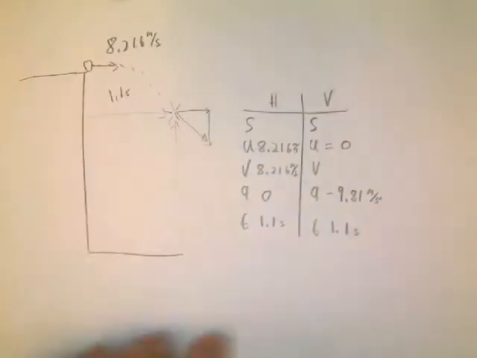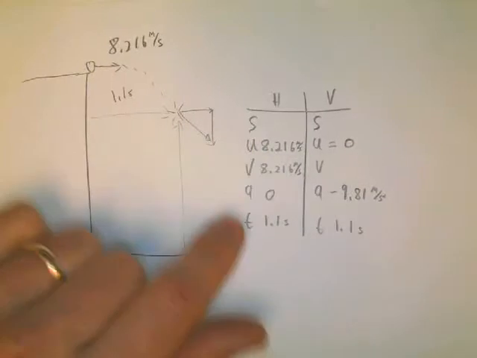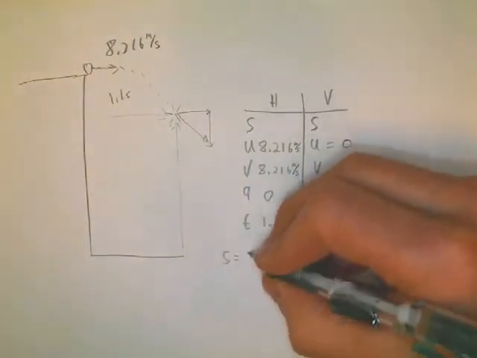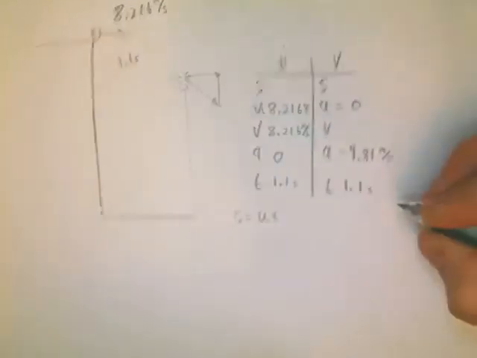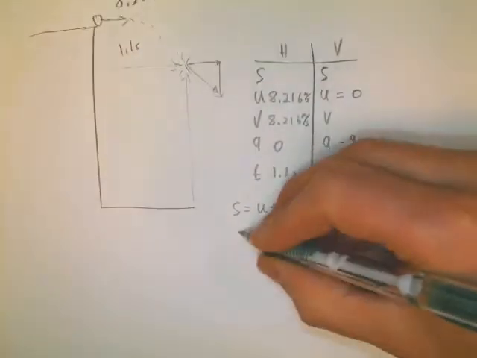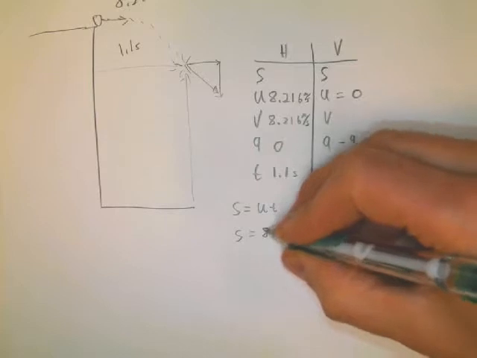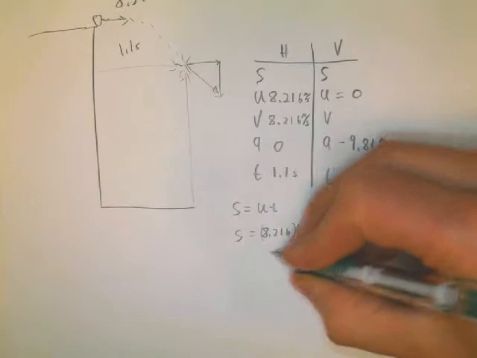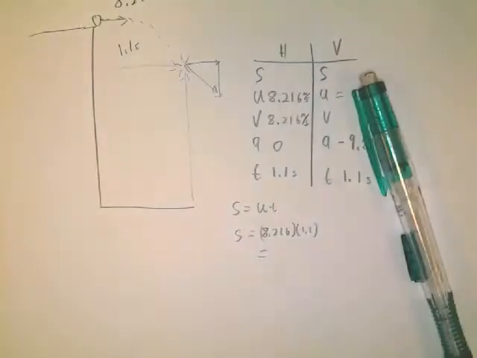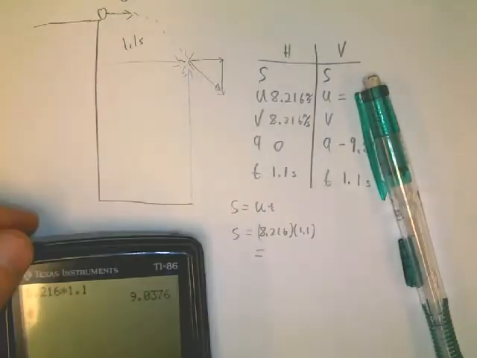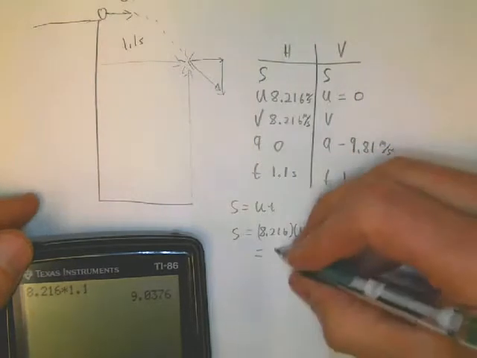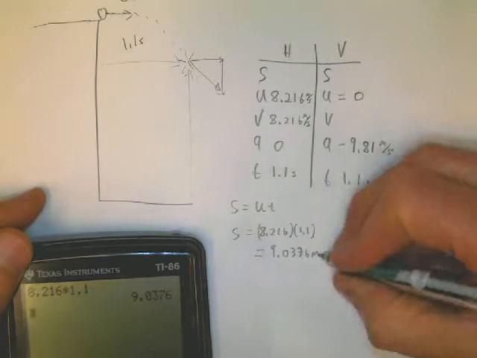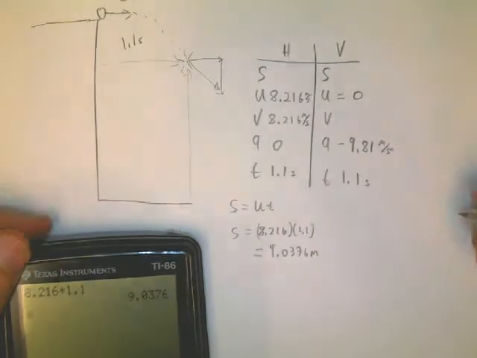In the horizontal direction, we can figure out the displacement from the initial velocity. It's always s equals ut, right? So we can just say s equals 8.216 times 1.1, which equals, and there it is in the calculator. I'm getting that it's about 9.0376 meters over, and so that's our s.